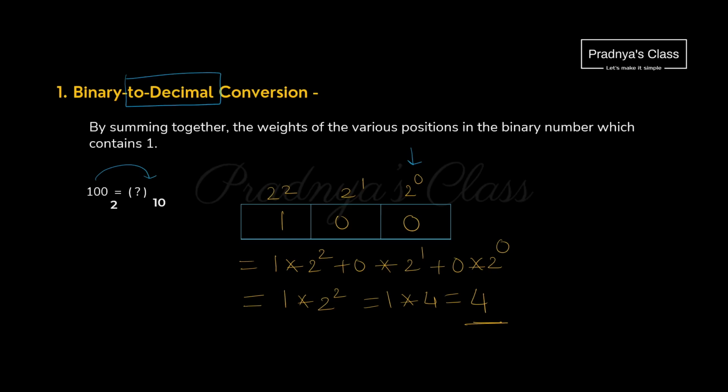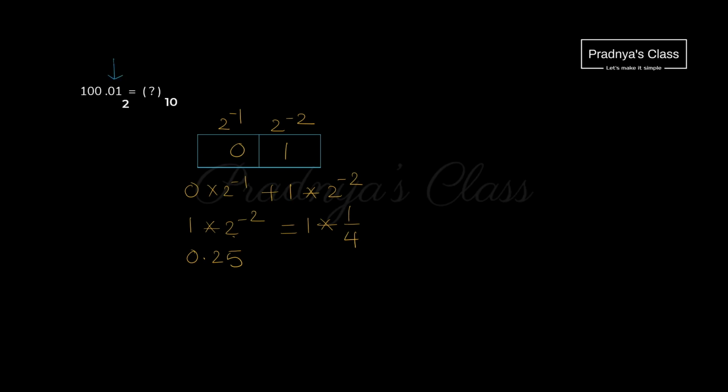Multiply each digit with its positional value. If it is a 0, 0 multiplied by any number will be 0. So no need to calculate this. Directly we got 1 into 2 to the power 2. It means 4. So this 100 is a binary equivalent of number 4. Hope you understood this. Let's check out the fractional part now.